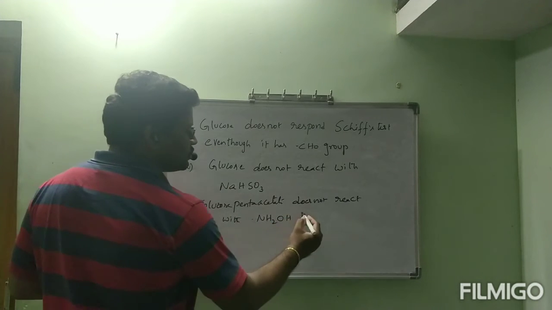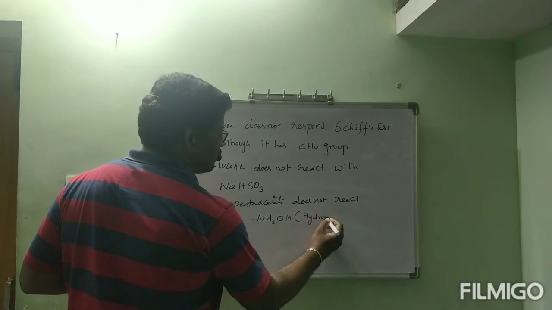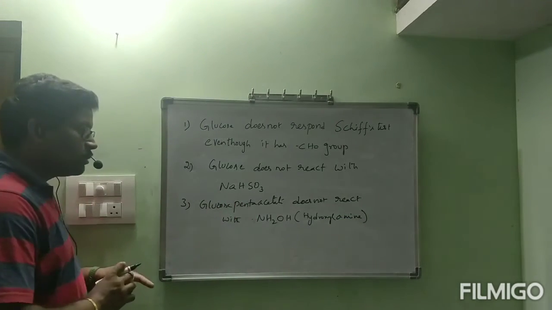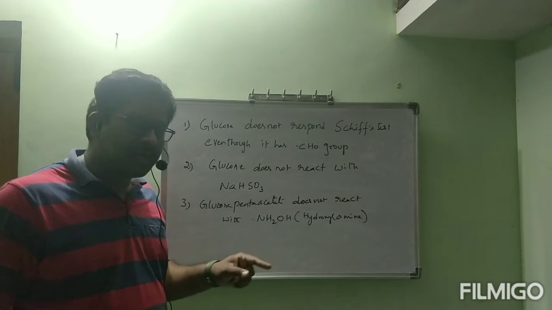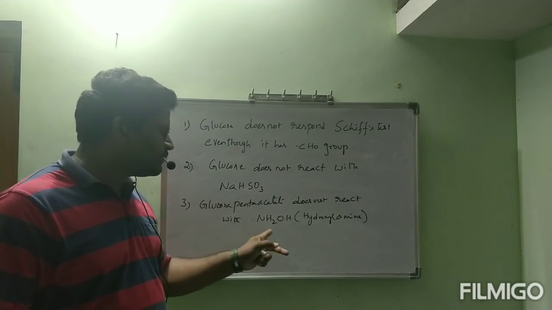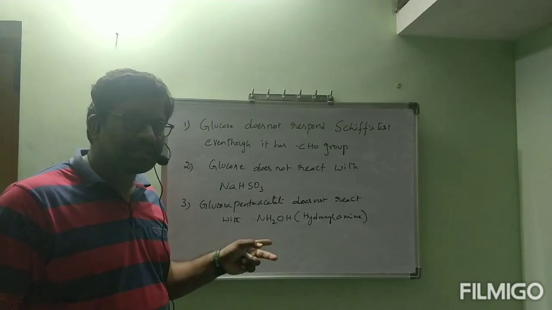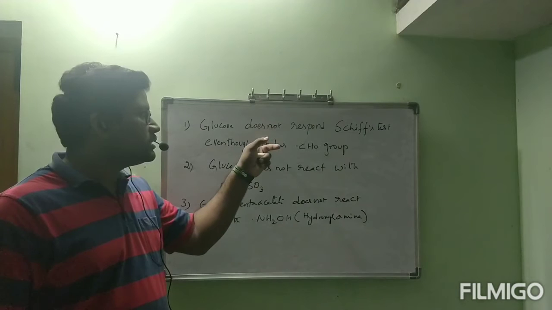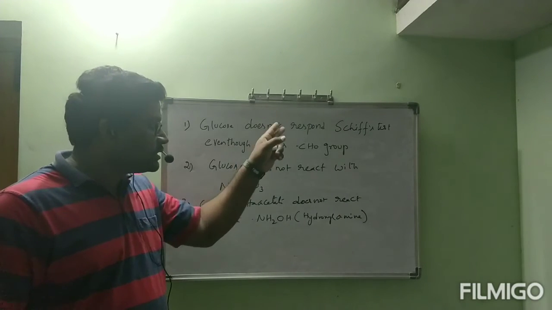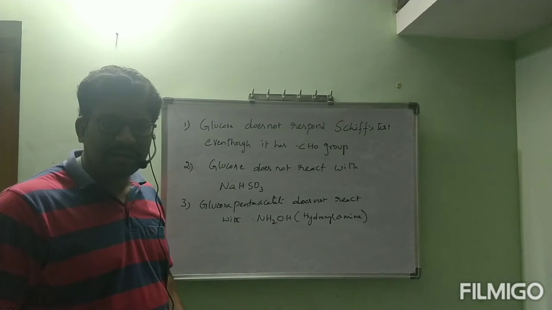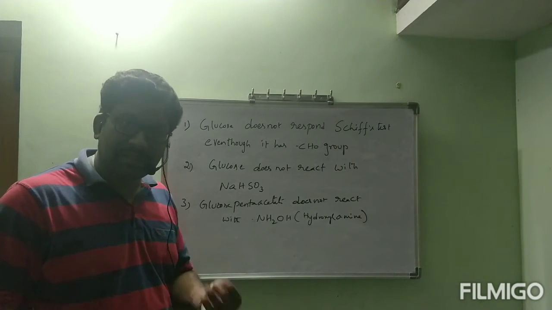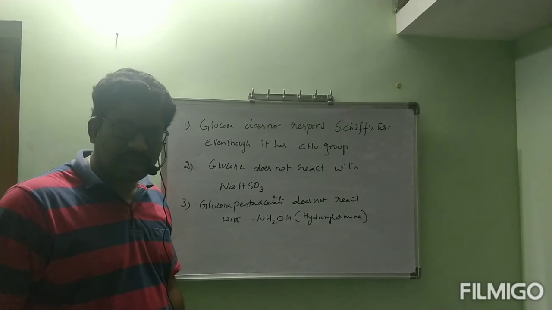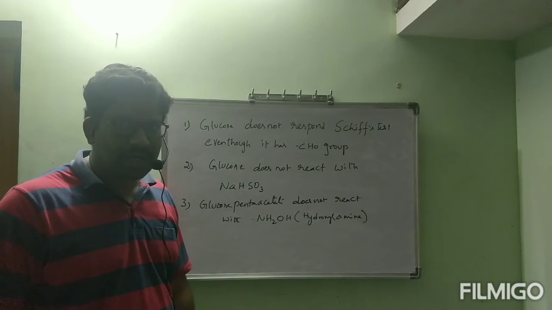NH2OH. NH2OH means hydroxylamine. Glucose will react with NH2OH, but glucose pentaacetate does not react with NH2OH, which is a characteristic reaction of aldehyde. This is also a characteristic reaction of aldehyde. These three characteristic reactions of aldehyde, even though an aldehyde is present in glucose, it is not showing these three characteristic reactions. And one more point is there. That point I will show.